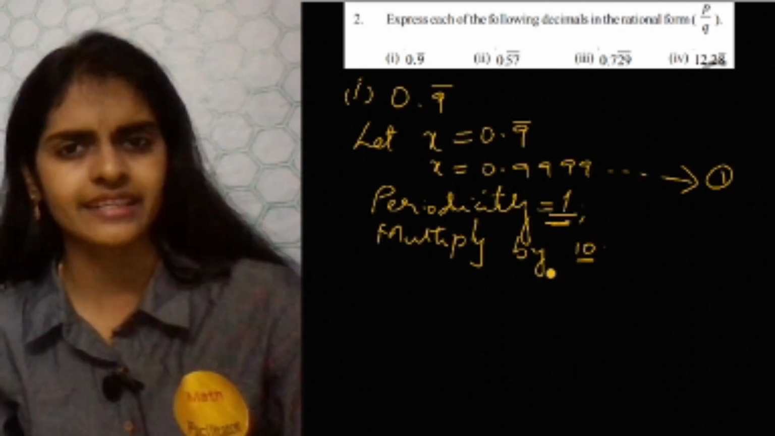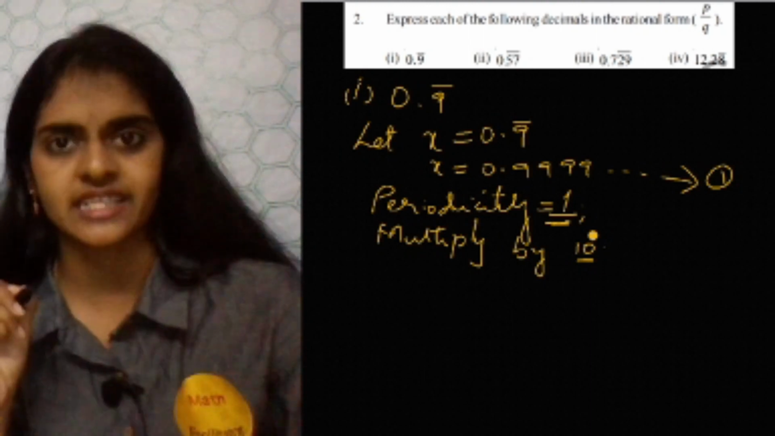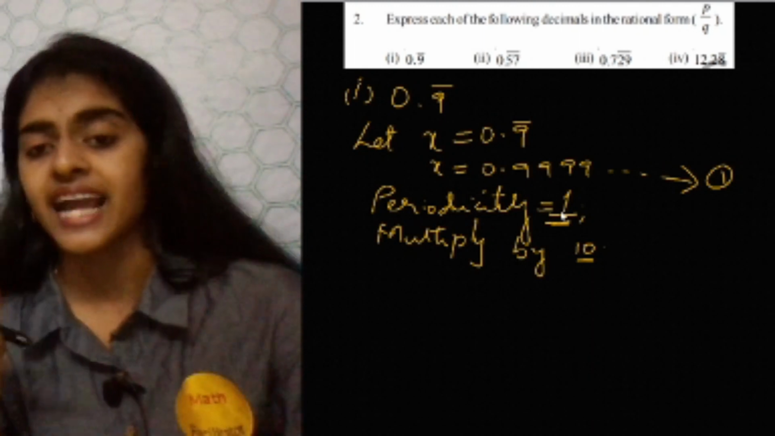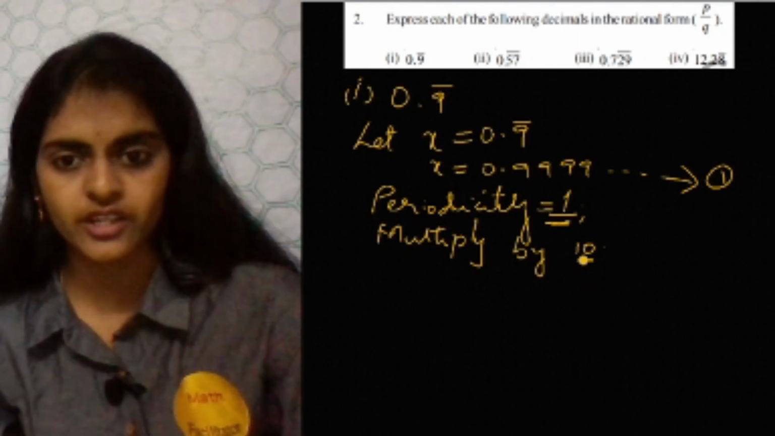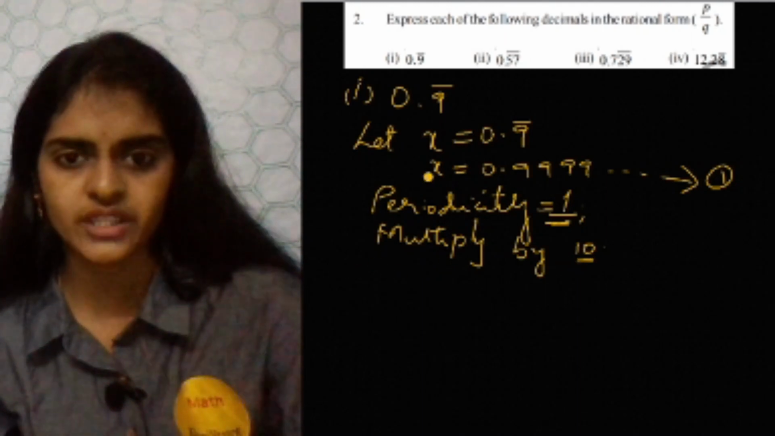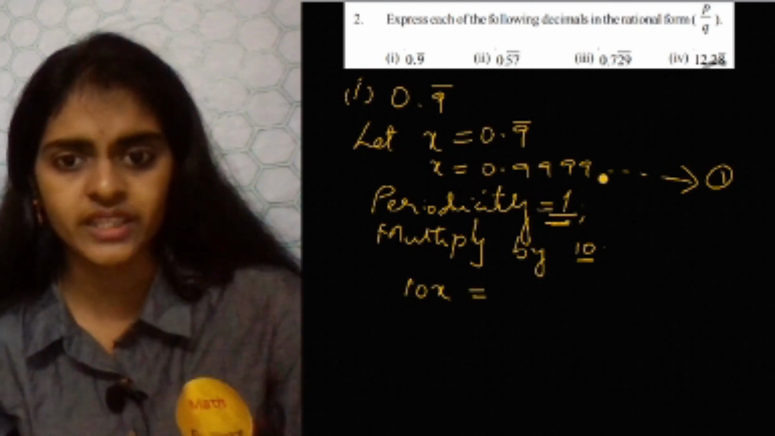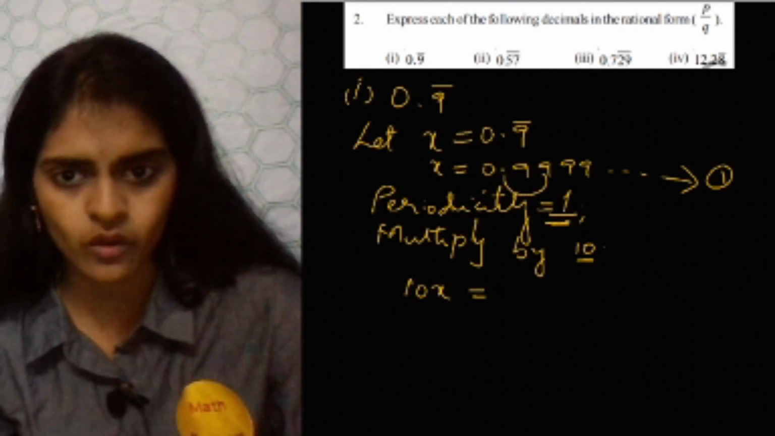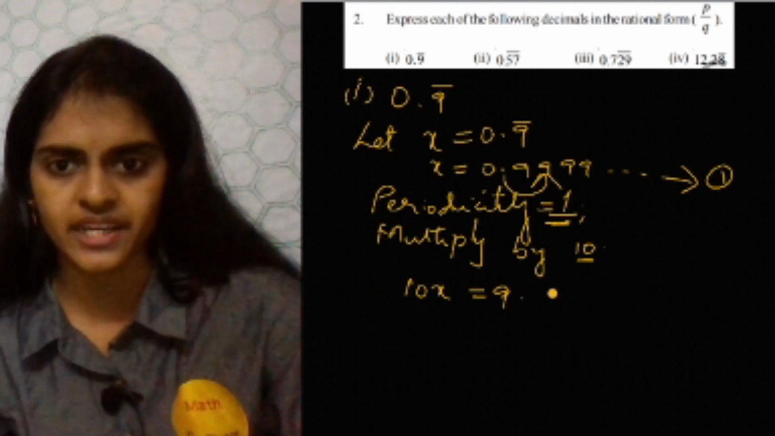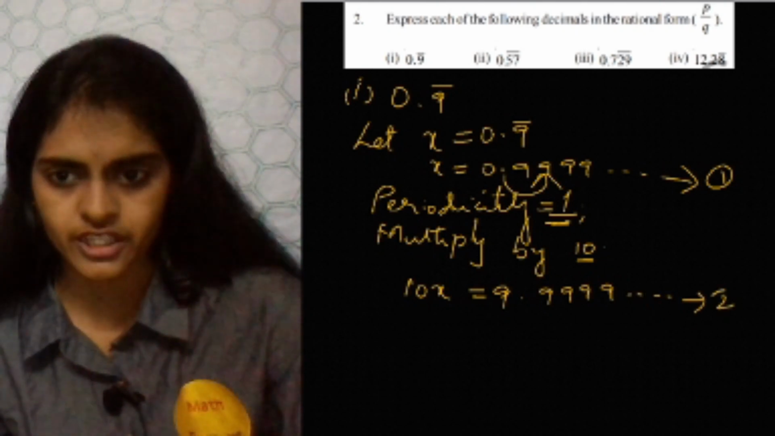Now, what is this 10, 100? You will take 1 along with the number of zeros equal to the periodicity. Here periodicity is 1, so I'll take only 1 zero along with 1. So it will become 10. Now you'll multiply equation 1 by 10. This equation becomes 10x is equal to, if you multiply by 10, the decimal place will move one place to the right. So it becomes 9.9999 and so on. Let this be equation 2.